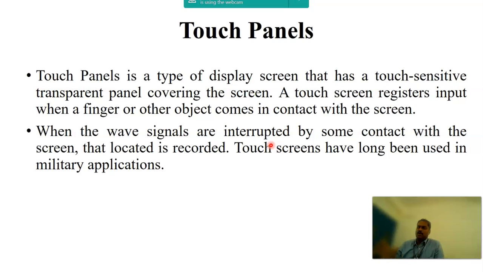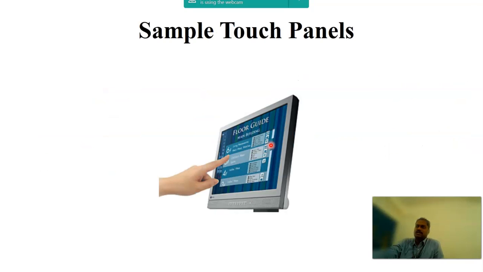We have smartphones nowadays, and we touch them based on an electromagnetic signal. It will sense which key, which function was pressed, and based on that the task is accomplished. When the wave signals are interrupted by some contact with the screen, that location is recorded. Touch screens have long been used in many applications. Everybody has smartphones and we are using touch panels. This is a sample touch panel.